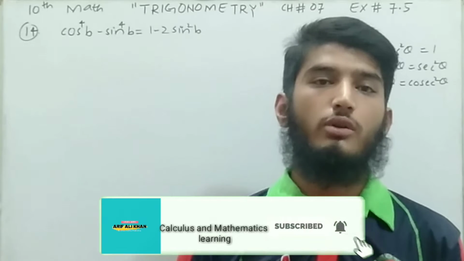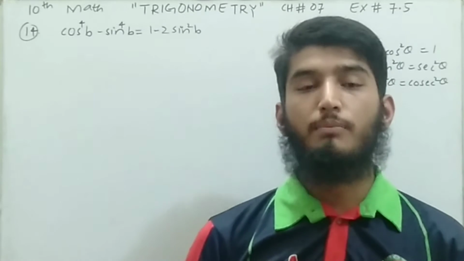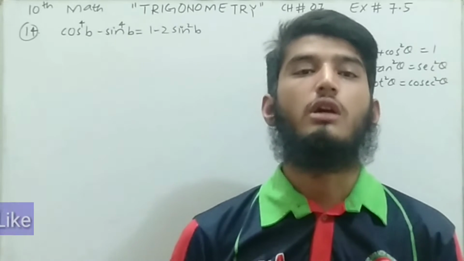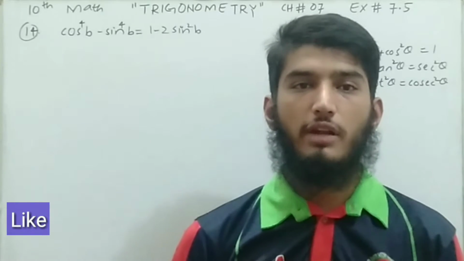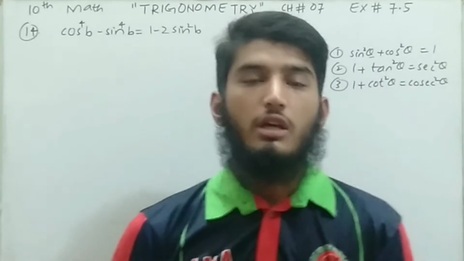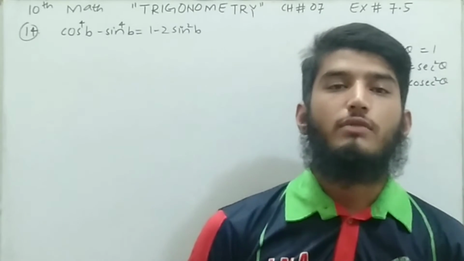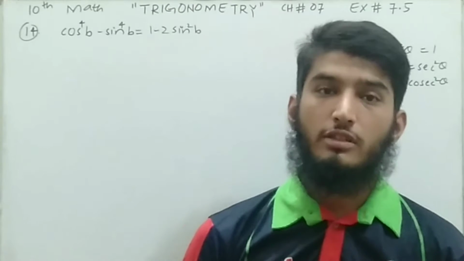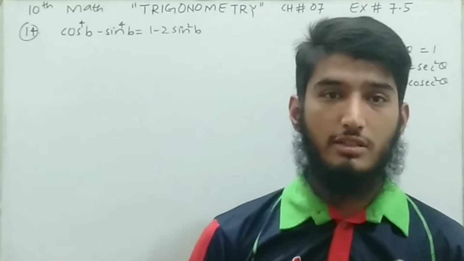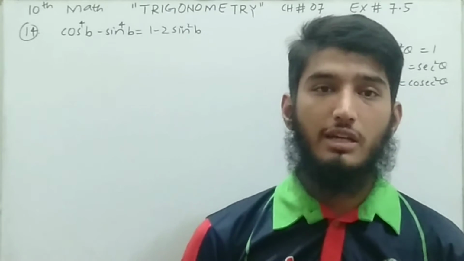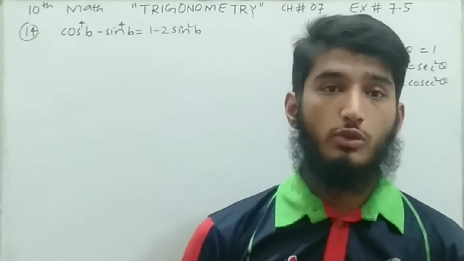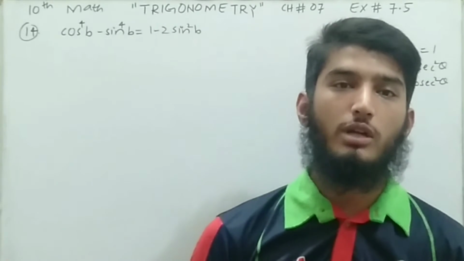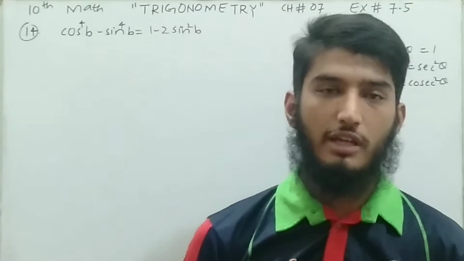In the previous video, I solved the first 13 questions of exercise number 7.5 of chapter number 7, Trigonometry, class 10 Mathematics. Exercise 7.5 is totally related to proving trigonometric identities. There are a total of 17 questions in this exercise, out of which 13 have already been solved in the previous videos. In today's video, I am going to solve the last 4 questions of exercise 7.5: question number 14, 15, 16 and 17.